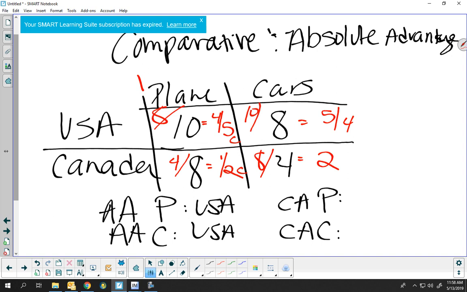Helping your friend Max. Canada looks like they have a comparative advantage in plane production because they're giving up fewer cars to make planes than USA. So we're playing in Canada. For cars, if USA makes one car, they're giving up the opportunity to make 5/4 of a plane. And if Canada makes one car, they're giving up 2 full planes. So USA is giving up fewer planes per car, which is why they have a comparative advantage in cars.